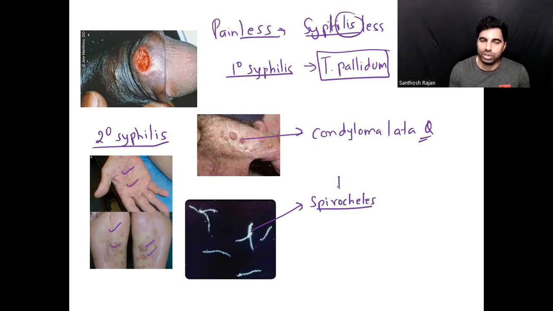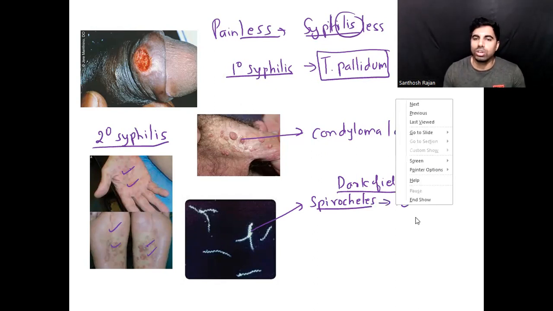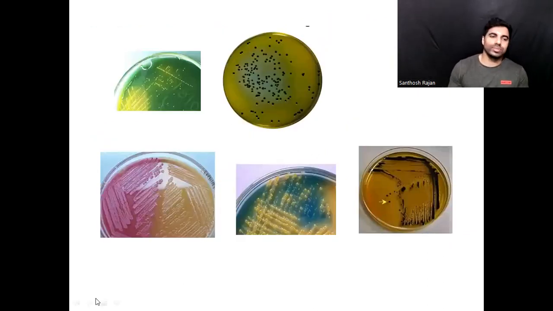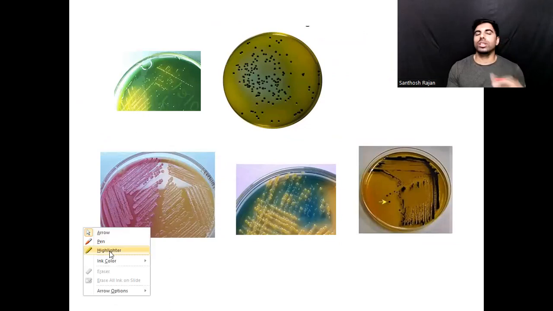And this is dark field microscopy. Dark field microscopy. Spirochetes, they look like a corkscrew. So what is the motility? Corkscrew motility. That's also a question. You remember corkscrew motility. These are the important things you should know. Okay, in picture one, this is the last. And of course, syphilis, you have to know VDRL, RPR, that's the non-specific test, and the specific ones, TPHA, TPI, FTA-ABS, all those things are also important.